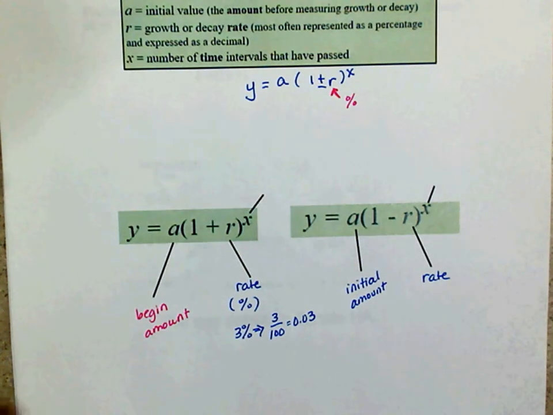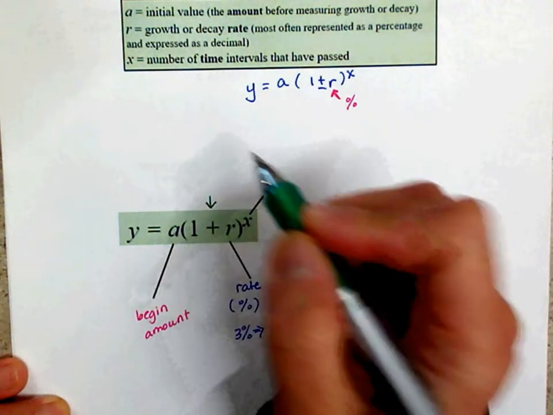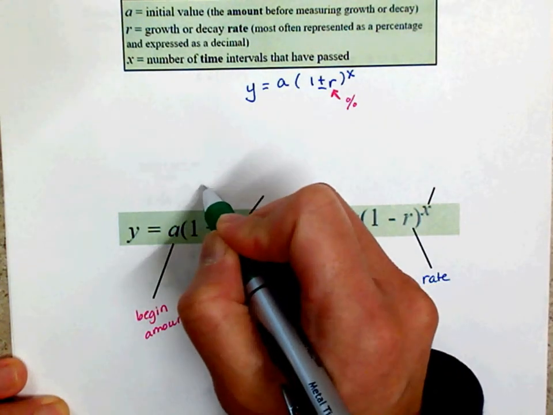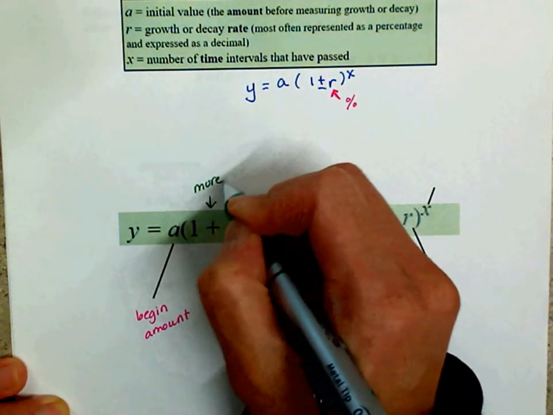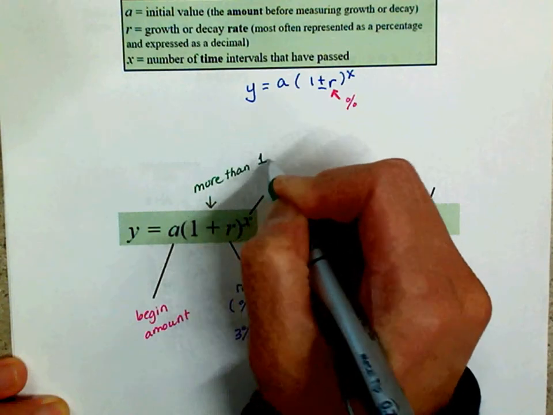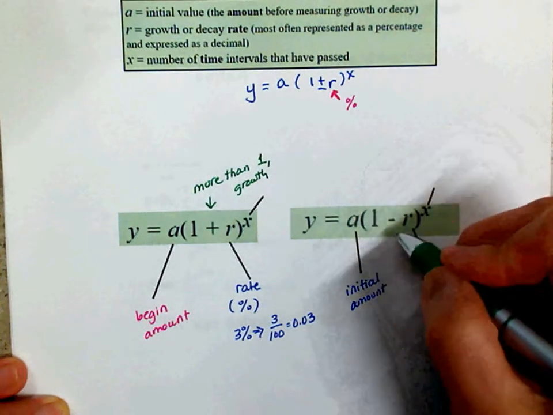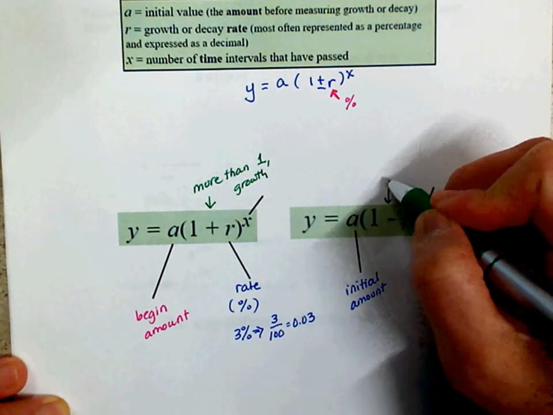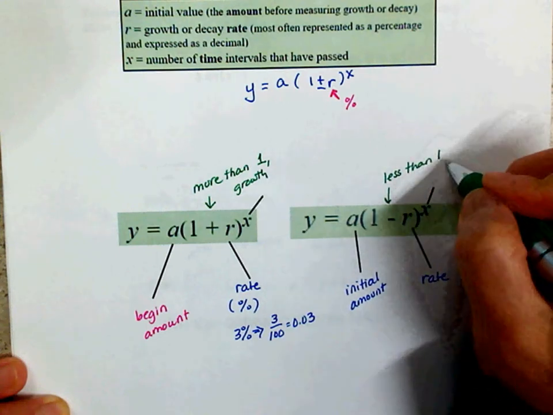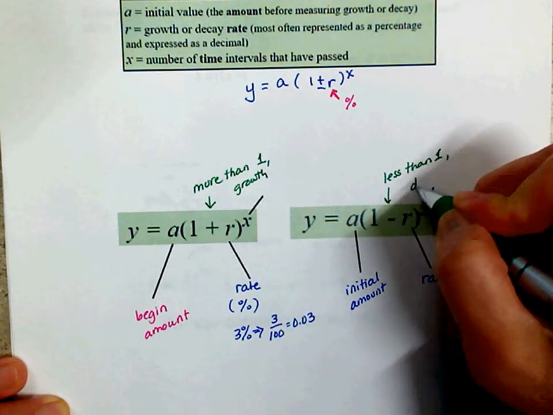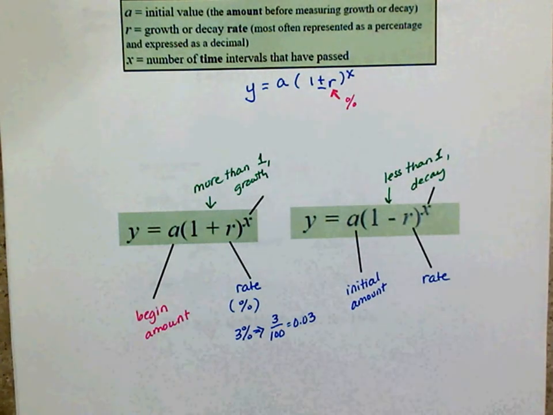And if it's a plus right here, see that plus? That means anything that is more than 1 is a growth. Notice the minus. This is less than 1, less than 100%. This is your decay. Keep that in mind. Right now I just want you to learn the formula.